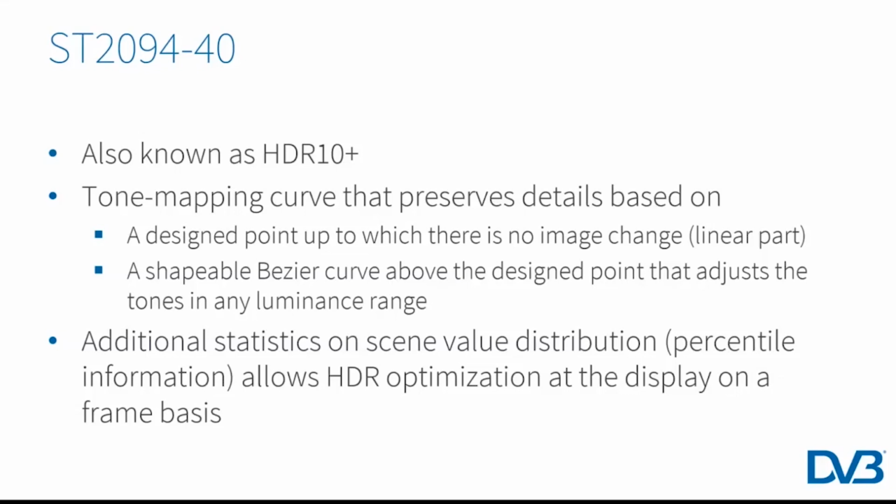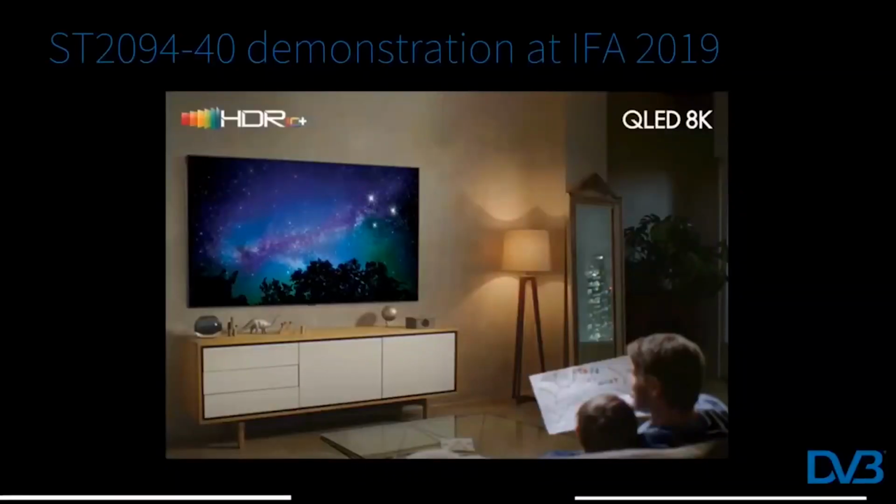In addition, there are additional statistics on scene value distribution, called percentile information, that allows HDR optimization and display on a frame basis, and this is very much something that the receiver can decide to use or not, depending on what is implemented in there. Same as for the other two, HDR10+ has been implemented in products. There is here a demonstration at the IFA last year. So this is something that has been proven to work in implementations as well.